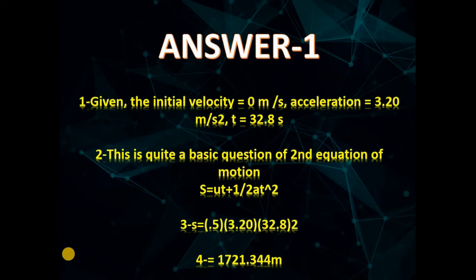So these are the steps that we followed in the answer. The first step is we wrote the given values: the initial velocity is 0 meter per second, acceleration 3.20 meter per second square, t, that is time, is 3.28 seconds. The second step, this is quite a basic equation, the second equation of motion that we use: s is equal to ut plus half at square, as we already know. Then the third step is we substituted the values. s became 0.5 into 3.20 into 3.28 squared. The fourth step, we solved it and we got the answer. It's quite a simple procedure for answering such types of questions.